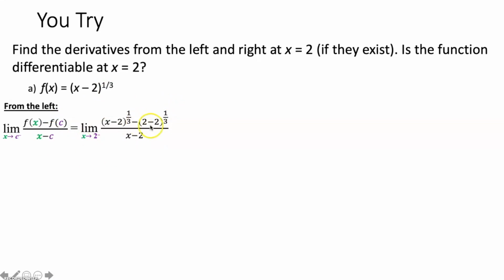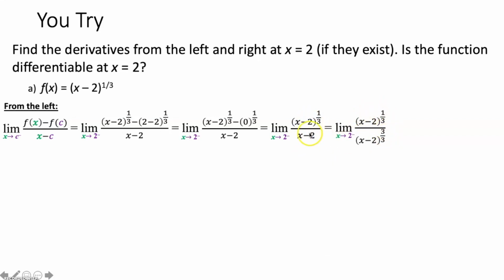Now, 2 minus 2 is going to give you 0, and then 0 to the 1/3 power is just 0. So I'm left with x minus 2 to the 1/3 over x minus 2. Now, how do I simplify this? Well, technically, these are like bases. This is x minus 2 to the 1/3 over x minus 2 to the 1st. So if I wanted to simplify this, I could subtract the exponents. So x minus 2 to the 1st, I rewrite as x minus 2 to the 3/3. And if I subtract these two exponents, I get x minus 2 to the negative 2/3, or 1 over x minus 2 to the 2/3.